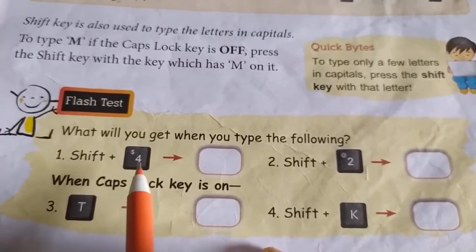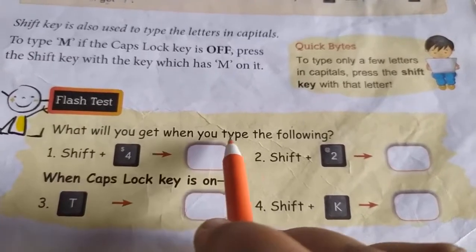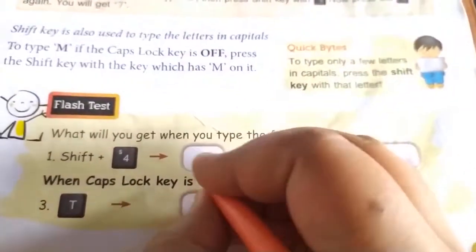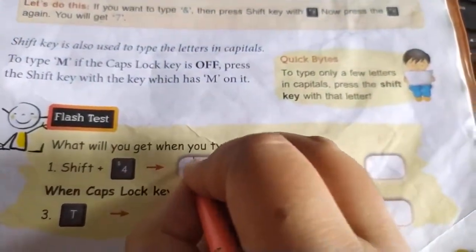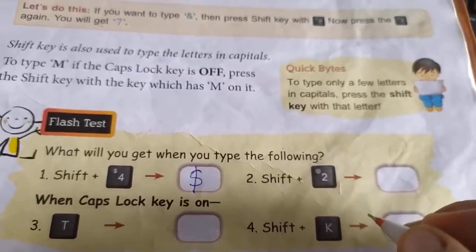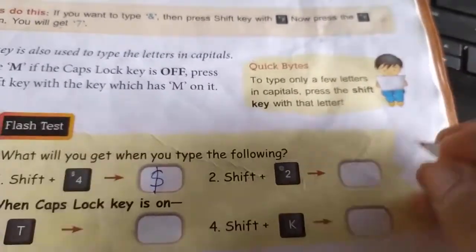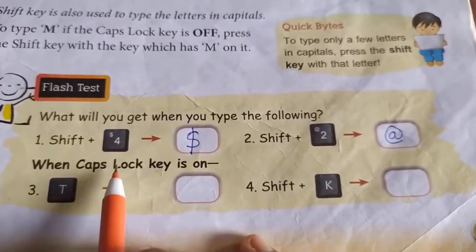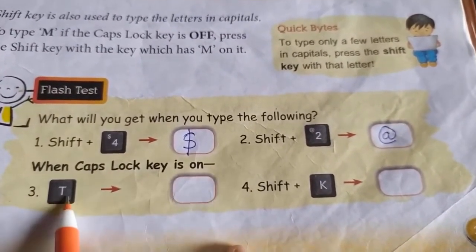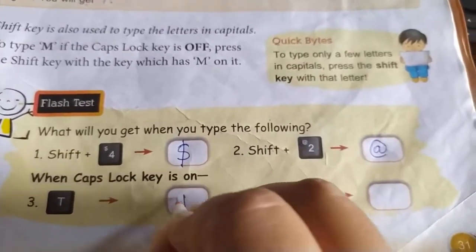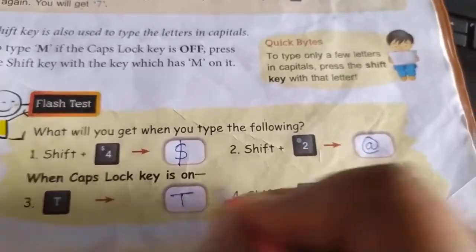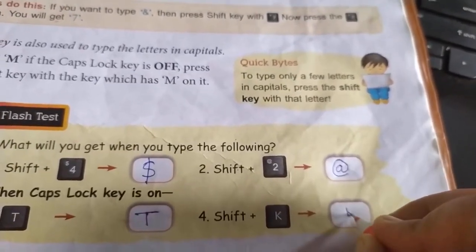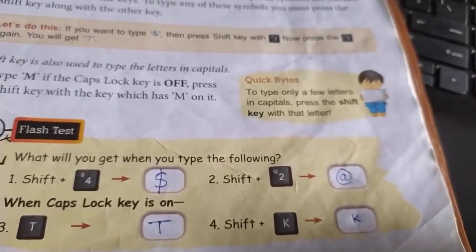Now there is one flash test. What will you get when you type the following? Shift plus 4. You will get this sign $. Shift plus 2. You will get this sign @. When caps lock key is on, shift plus K will give small letter K.